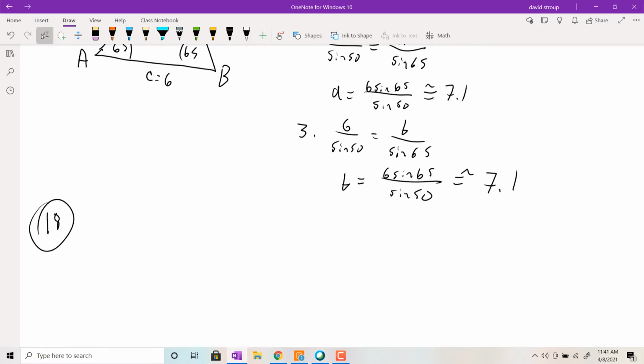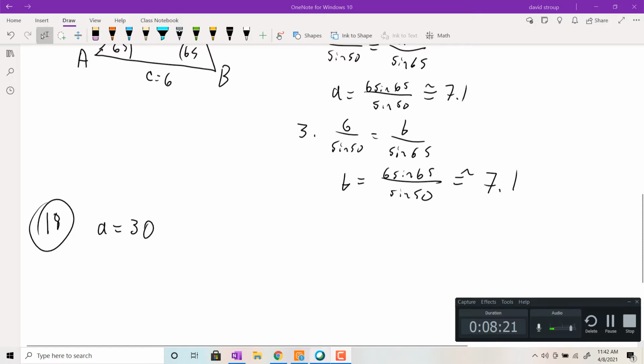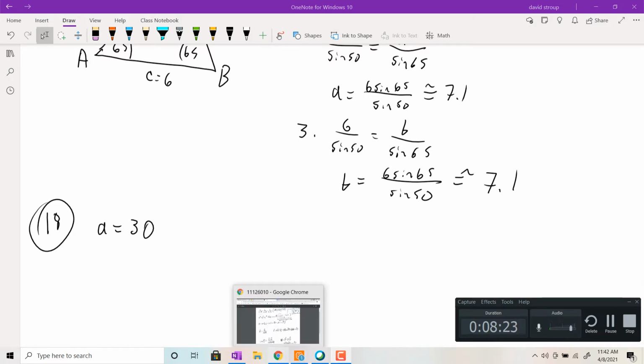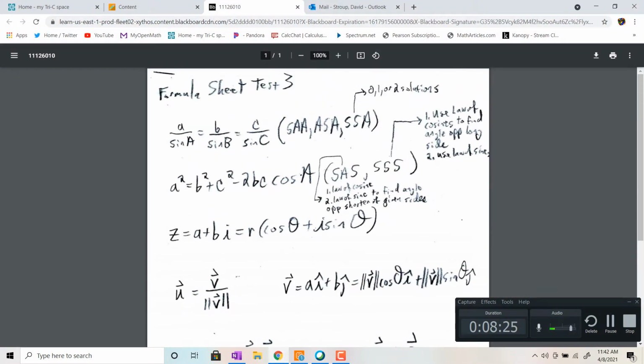Let's look at number 18, and now we start looking at the problems where the law of sines will result in more than one solution. And I've kind of noted that on my tests. So when you see side side angle, you're going to have 0, 1, or 2 solutions, and your method is going to have to be different.